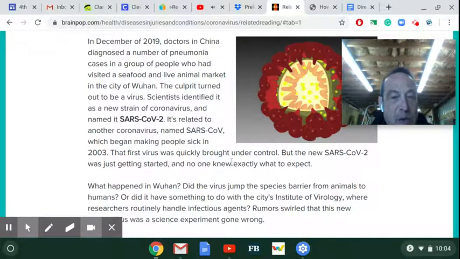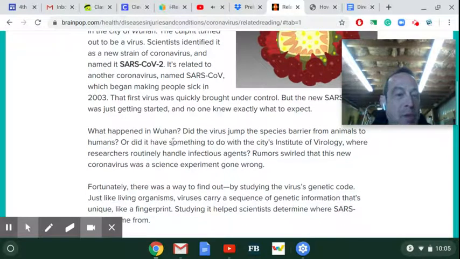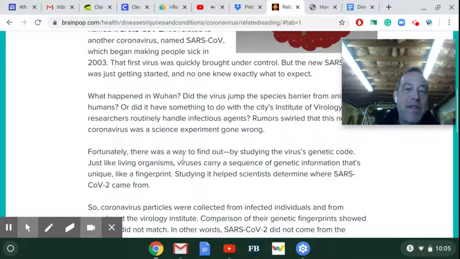That first virus was quickly brought under control, but the new SARS-CoV-2 was just getting started and no one knew exactly what to expect. What happened in Wuhan? Did the virus jump the species barrier from animals to humans, or did it have something to do with the city's Institute of Virology, where researchers routinely handle infectious agents? Rumors swirled that this new coronavirus was a science experiment gone wrong. Fortunately, there was a way to find out by studying the virus's genetic code.